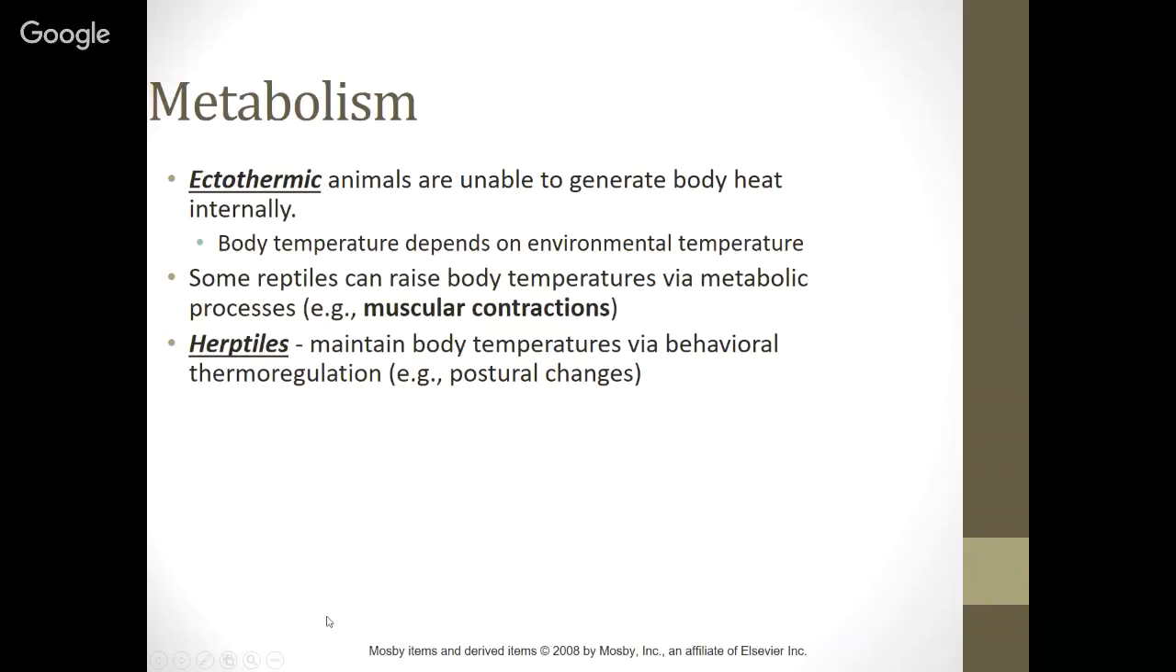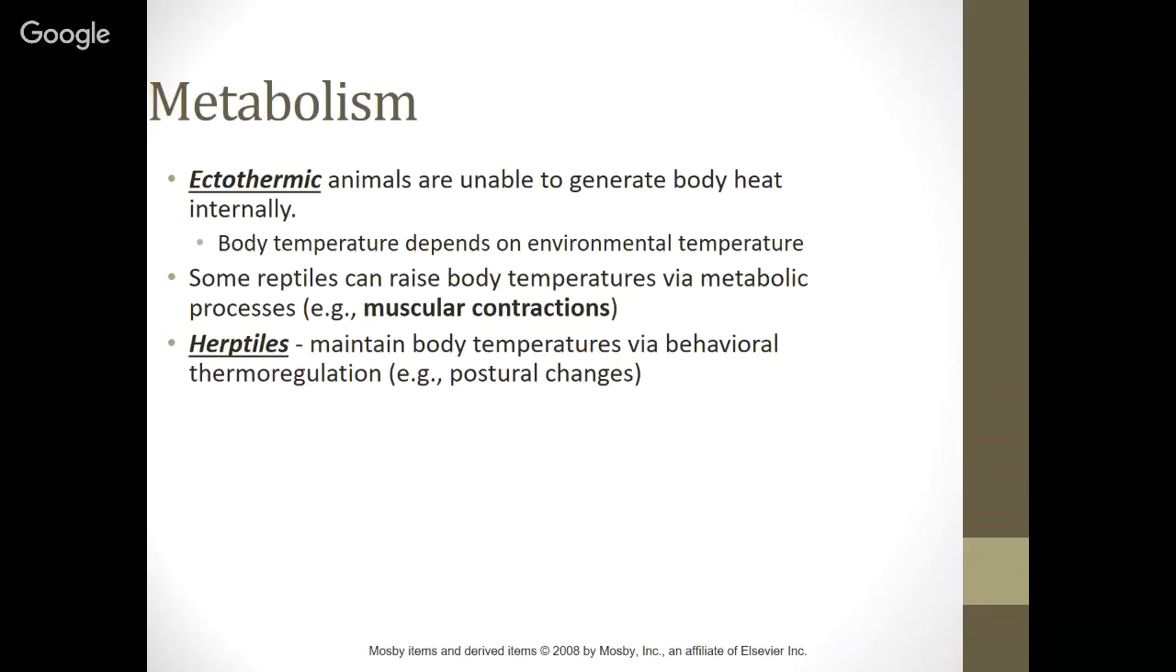Metabolism. These are ectothermic animals, and they are unable to generate body heat internally. Their body temperature depends on their environmental temperature. So what do we commonly call that? They are cold-blooded animals. Some reptiles can actually raise their body temperatures via metabolic processes, for example, through muscular contractions. So there are some reptiles that can adjust their body temperatures internally, but it's pretty rare. Most of them are, for the majority, cold-blooded.